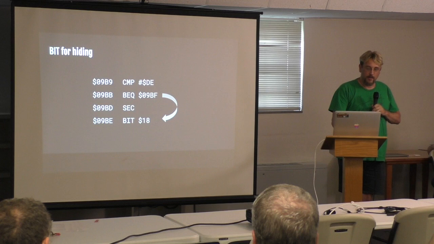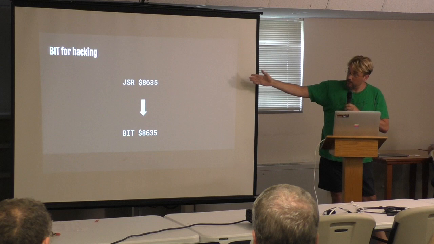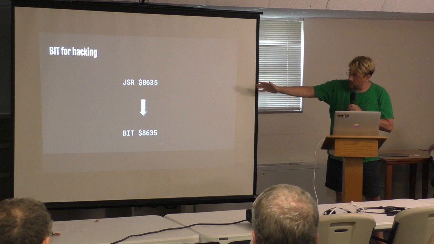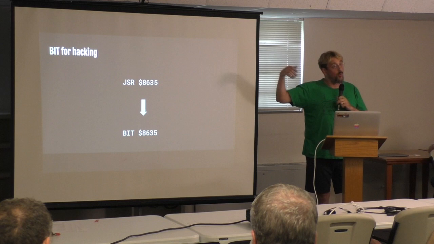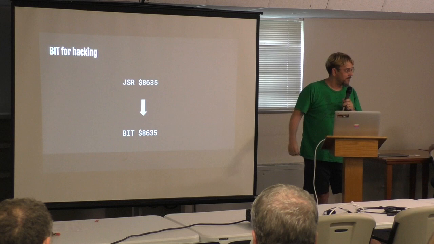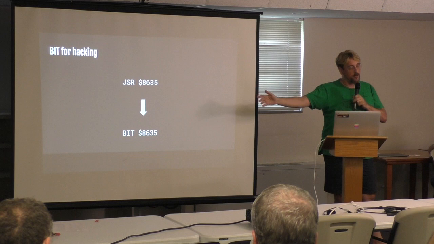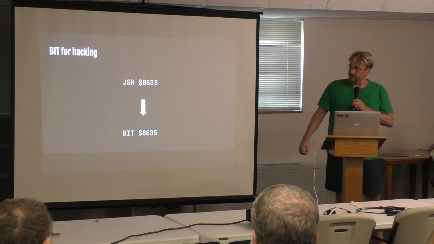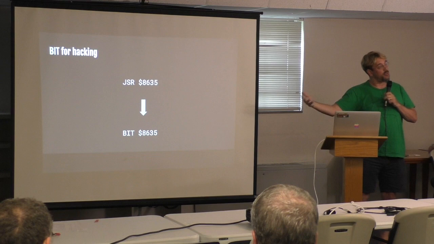BIT for hacking. Say you're trying to remove the copy protection from a program, not that anyone would ever do that, and you find, I think, the call to the copy protection routine. JSR 8635. So on my copy, obviously, not the original disk, I'm going to change that JSR to a BIT. Obviously you could just use 3 no-ops, EA, EA, EA. I did that a lot in my misspent youth. But using BIT instead functions as a 3-byte no-op. You use the absolute address version, which takes a 2-byte parameter. The previous one was the zero page addressing mode of BIT, which takes a 1-byte parameter, but there's another one that takes 2 bytes. So it functions as a 3-byte no-op.